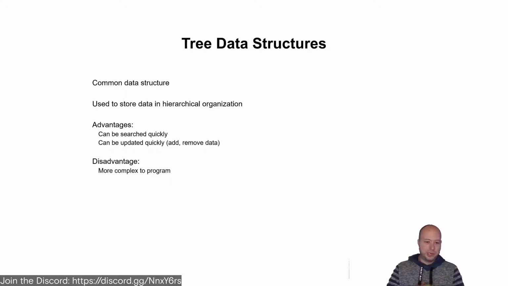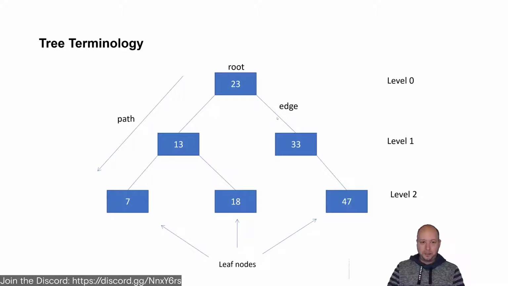But the disadvantage is that it can be a little bit more complicated to program, and you can get into situations where a tree just becomes a linear list, and you have to avoid that and do things to ensure that your hierarchy is maintained.